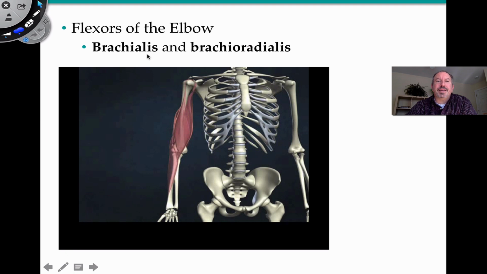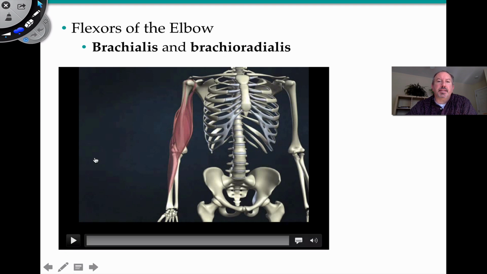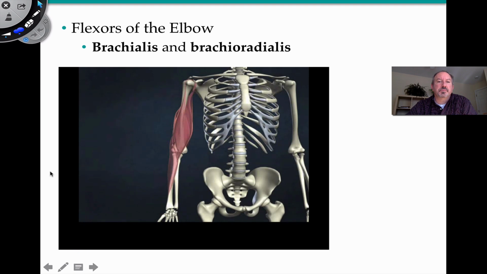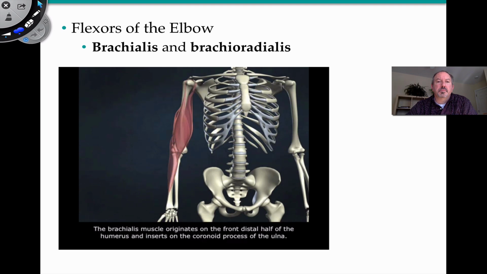We also have the brachialis and the brachioradialis. Let's take a look at these flexors of the elbow. The forearm flexors consist of the brachialis, the brachioradialis, and the biceps brachii. The brachialis muscle originates on the front distal half of the humerus and inserts on the coronoid process of the ulna.